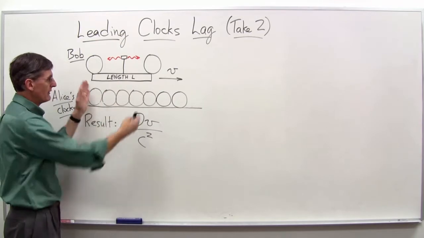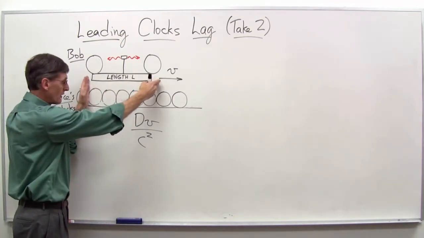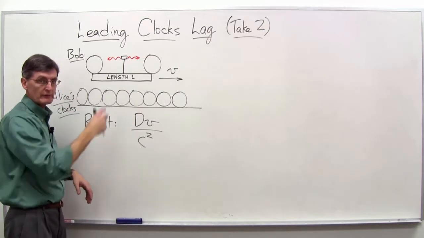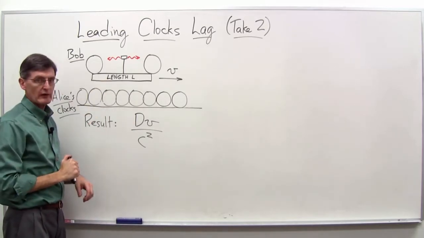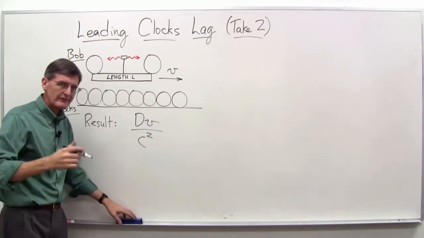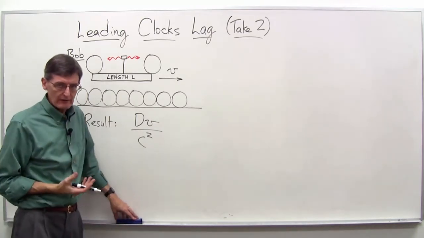But in general, it's going to be a distance d between the 2 clocks we're talking about, the relative velocity v between the 2 frames, Alice and Bob here, and then the speed of light squared. So that was the result we came away with after a little bit of calculation.